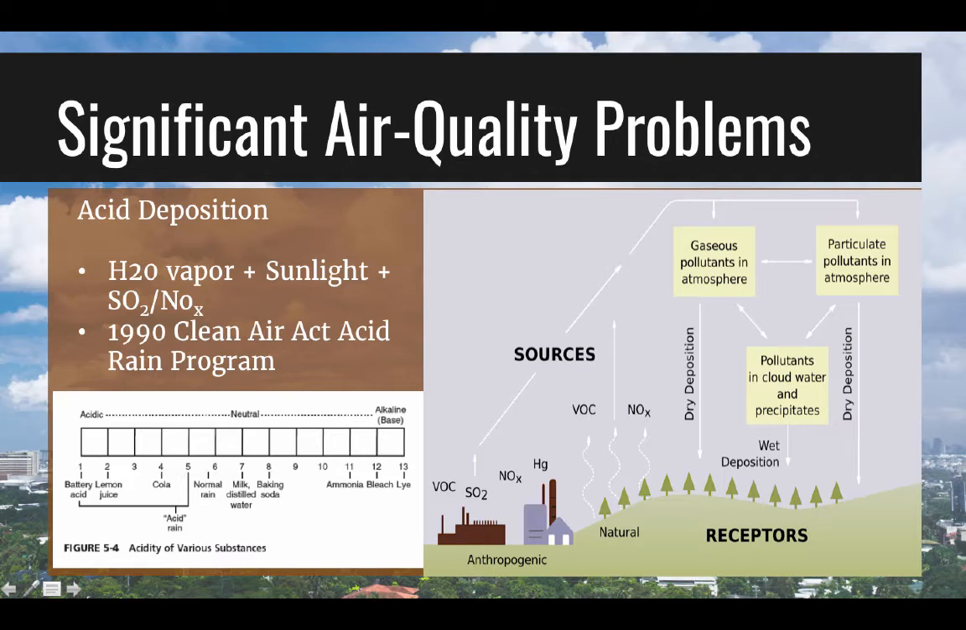Areas farther to the northeast with granite or glacial soils cannot buffer the greater amounts of acid deposition that spread in that direction through the atmosphere. Acid deposition causes soil leaching, increased erosion, harm to aquatic ecosystems, building degradation, and public health issues.